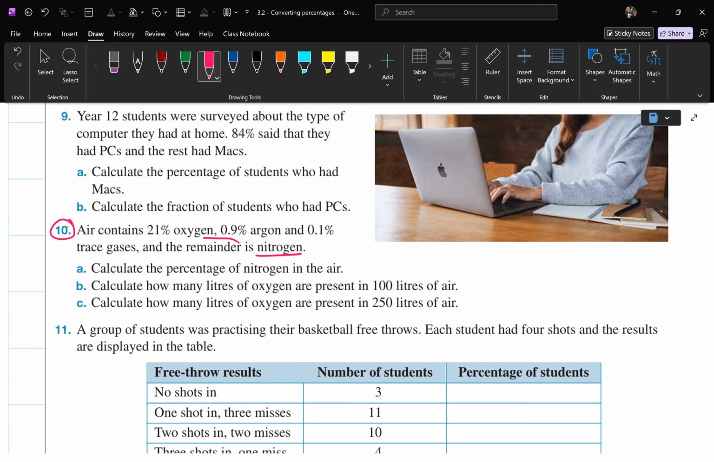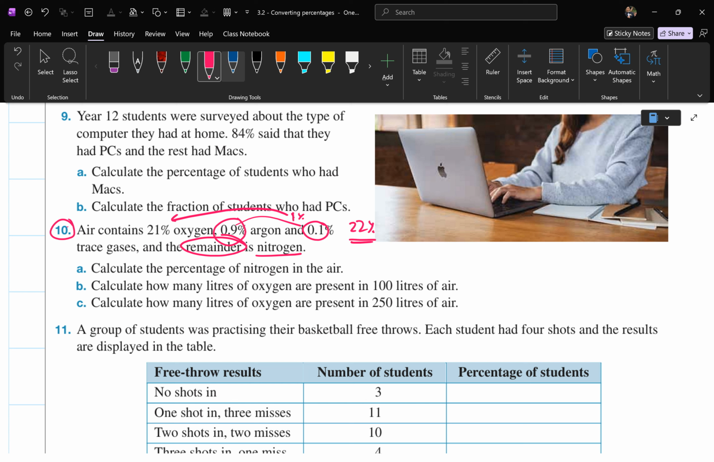Okay, so that's a hint that to find the remainder, you have to add all of these and then subtract from 100. Now, the nice thing is 0.9 plus 0.1, that's just going to give you 1% in total. So 1% plus 21 gives you a total of 22. So that means the remainder must be whatever's left over.